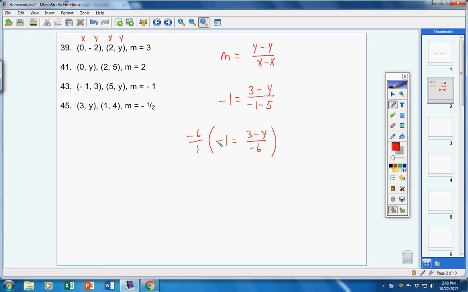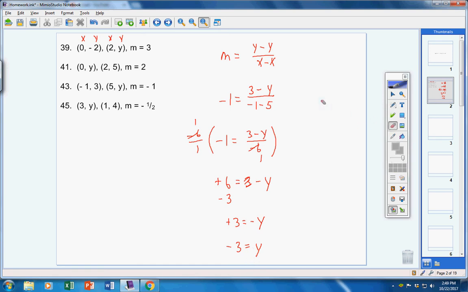Negative 6 times negative 1 is positive 6. Over here, my negative 6 cancels with my negative 6, and I'm left with 3 negative y. Okay? Now, to get y by itself, bring your 3 over, make it a negative 3, and we're left with positive 3 equals negative y, which means negative 3 equals positive y. So there's your answer. Alright?